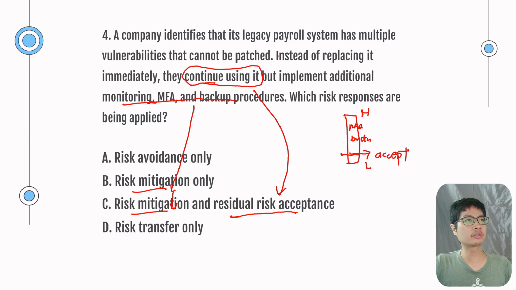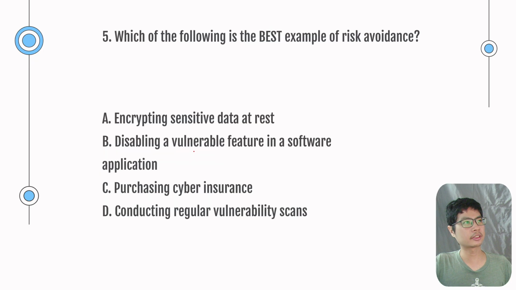It's a lot more difficult for an attacker to actually compromise the system now that they have backup, monitoring and MFA, and they are willing to accept whatever residual risk remains in using this legacy payroll system. So definitely for this question, the answer would be C.